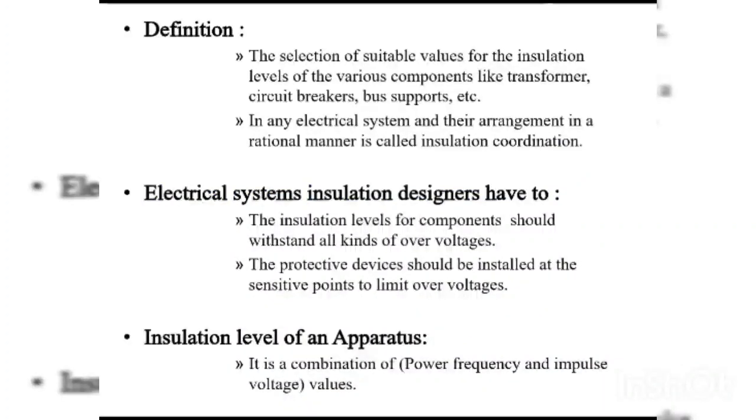Definition: the selection of suitable values of the insulation levels of the various components like transformer, circuit breaker, bus supports, etc. in any electrical system, and their arrangement in a rational manner, is called insulation coordination. We have seen the definition of insulation coordination. It's quite simple.